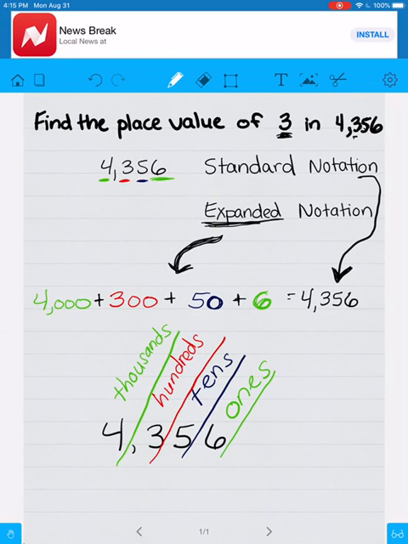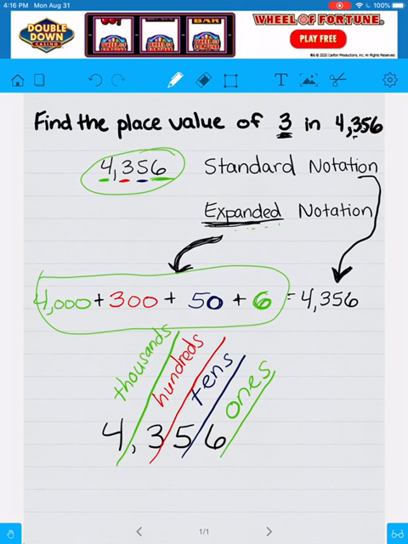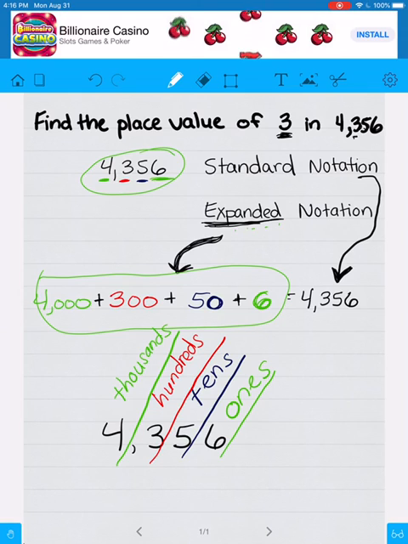So once again, standard notation is just writing the number with digits. Expanded notation, which is right here, is writing the number out, expanding the number. And then lastly, written notation, or written form, is if we wrote this number with words.